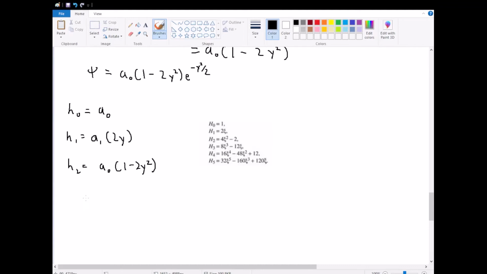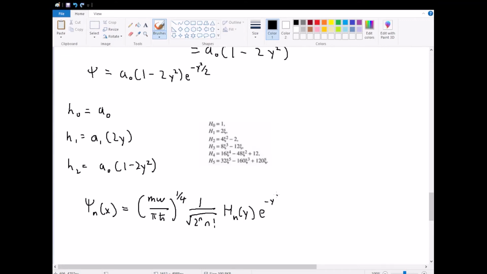It turns out that the general solution for psi n of x for a harmonic oscillator is going to equal the m omega over pi h bar term that always appears, as we've seen so many times, multiplied by this extra factor of 1 over the square root of 2 to the power of n times n factorial, where n is the nth state of the oscillator, and then multiplied by the Hermite polynomials, which are labeled H n of y. In this case, y is what we're calling this variable. This variable is technically psi, but it's really hard to draw, so I've just been using y this whole time, and then multiplied by e to the negative y squared over 2.